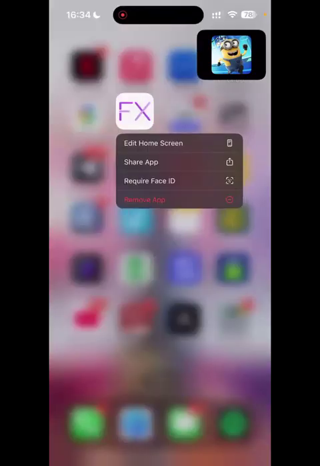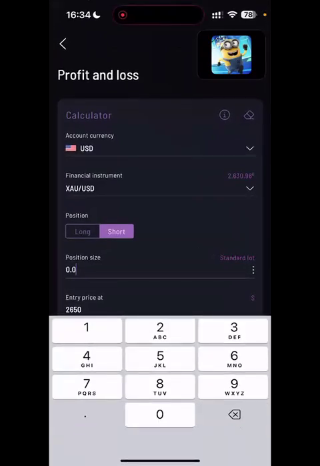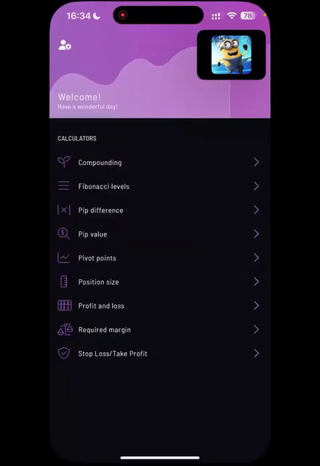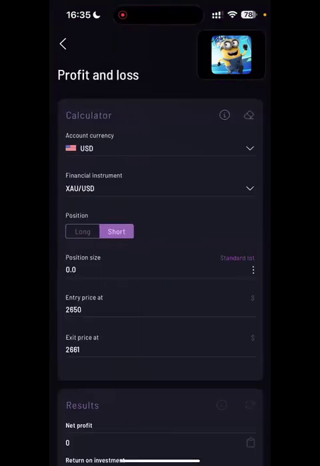Now, first things first, guys, you want to download this app called FX Calculators. After the ECA, this app is going to be your best friend. So FX Calculators is the name. This is what it looks like. When you do download it, you're going to see this menu, and where you want to go is profit and loss. Now, what do you do when you get here?